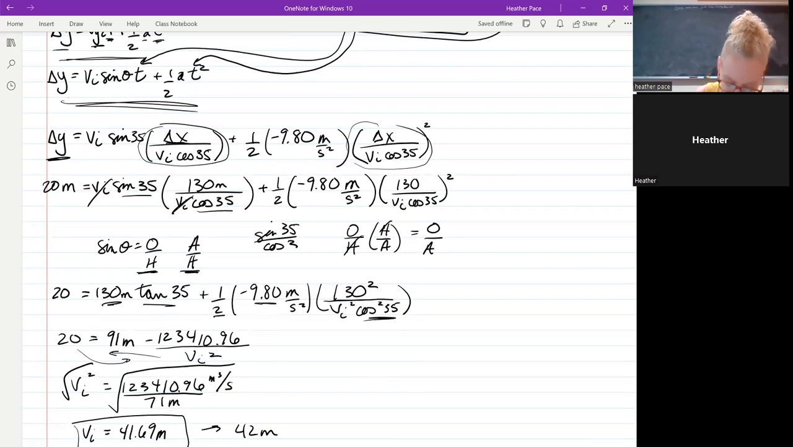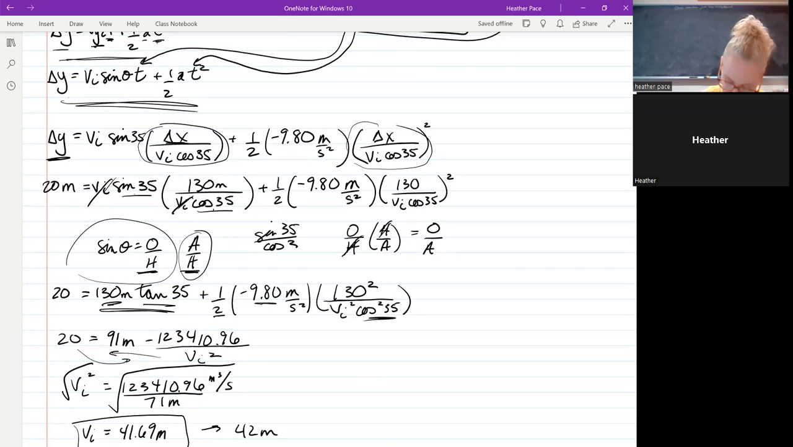So we see that the v's cancel out. We're left with sine 35 over cosine 35 times 130. We know that sine theta is opposite over hypotenuse, and cosine theta is adjacent over hypotenuse. If we have cosine 35 over sine 35, what we have is opposite over adjacent because the h's cross off, and that's tan. So we can just stick a tan 35 in for the sine over cosine, which we've done here.